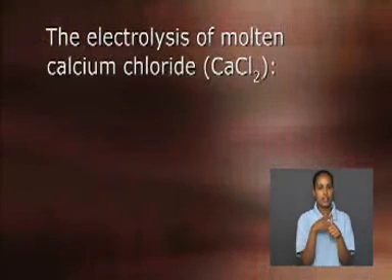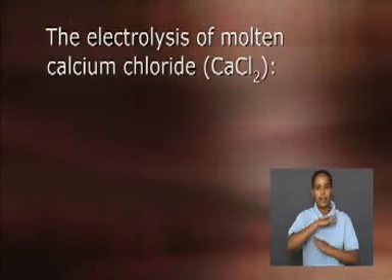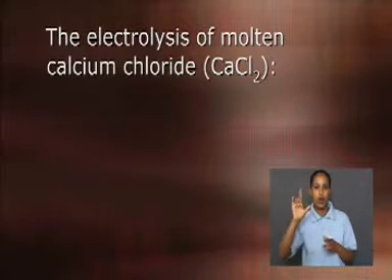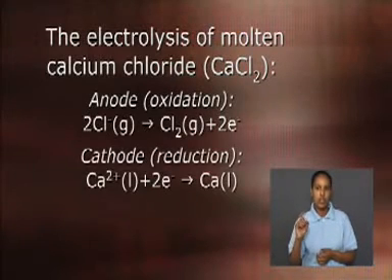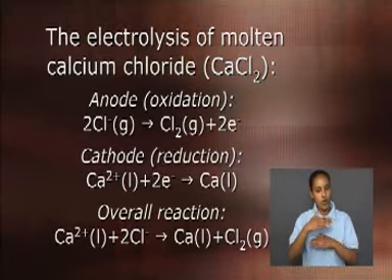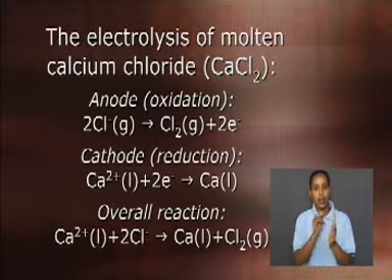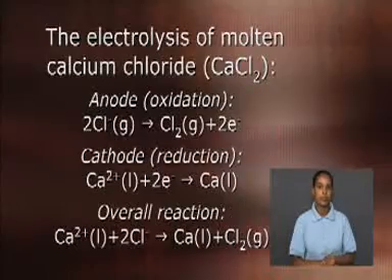There are two methods that can be used to extract calcium. The first is by the electrolysis of molten calcium chloride. The oxidation, reduction, and overall reaction of this method looks like this. Calcium can also be prepared by the reduction of calcium oxide by aluminium in a vacuum. In this process, the calcium that is produced is distilled off.